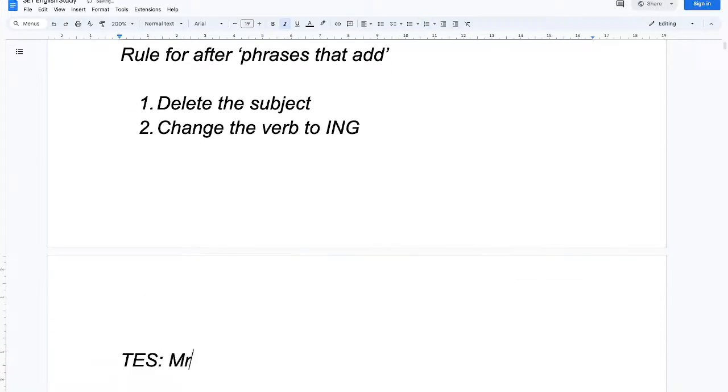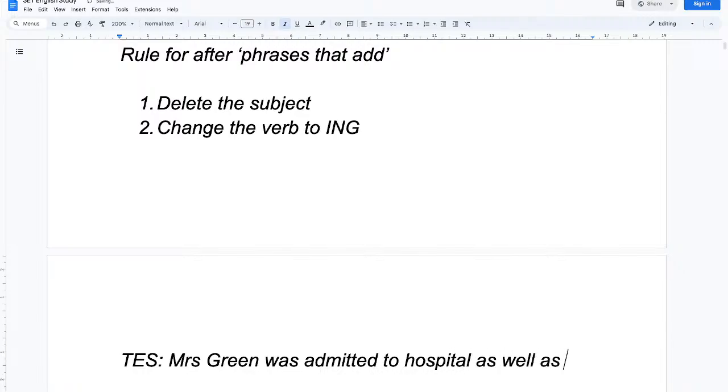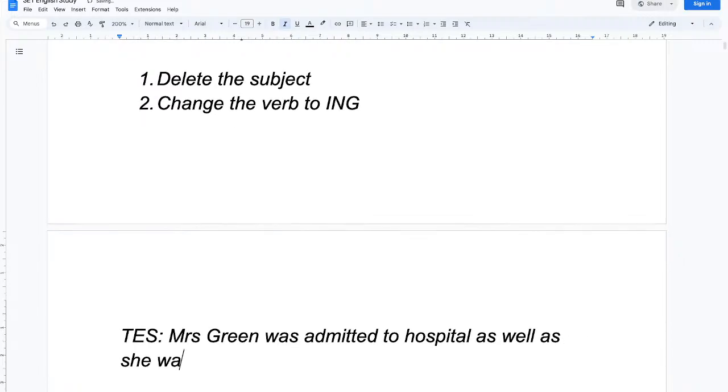Let's say Mrs. Green was admitted to hospital, as well as she was treated. Okay? Now, am I allowed to do this? No, right? I can't say as well as she treated. I can't say along with she was treated. No, because subject and verb.